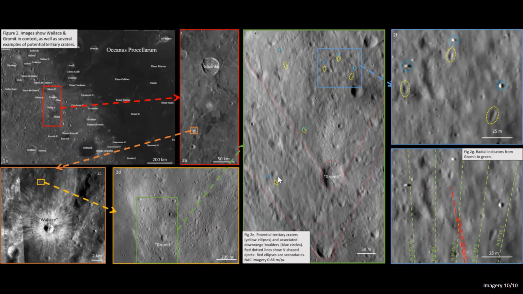The yellow ellipses are tertiary craters. The blues are projectiles that are downrange. And here it is without those ellipses on it. These are radial indicators from Gromit in green and from Wallace in red. You can see that they align more closely with the radial indicators from Gromit. I will talk about this figure more in a second.